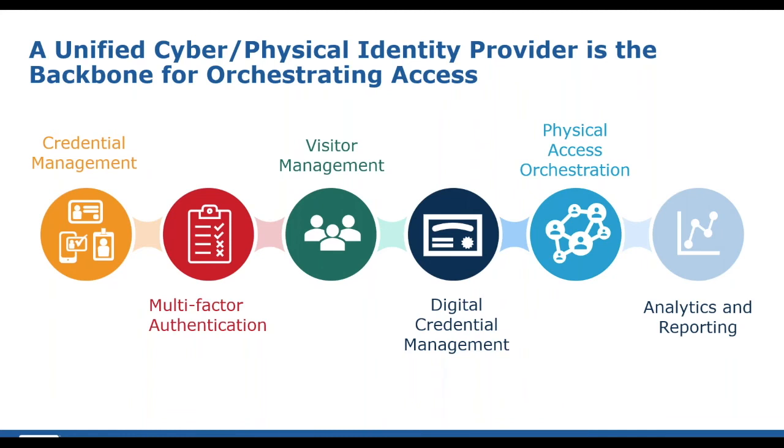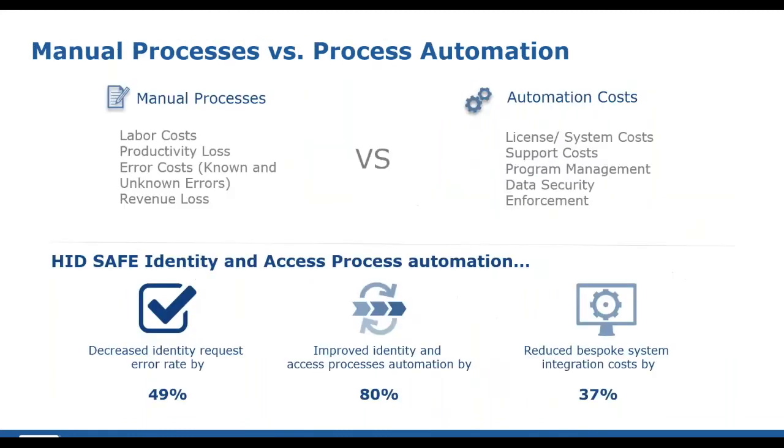And being able to have a dashboard of what's happening across your whole security ecosystem and environment. So with these manual processes, when you don't have a unified approach to physical identity and access management, your manual processes cost a lot of money. They result in productivity losses. But when you implement an automated solution, there are some things you need to consider, like the licensing and the system costs, the support costs, the data security and the enforcement.